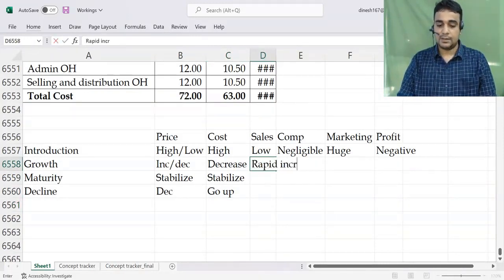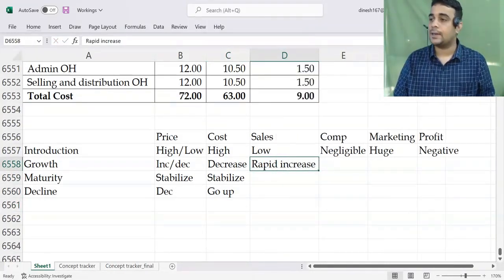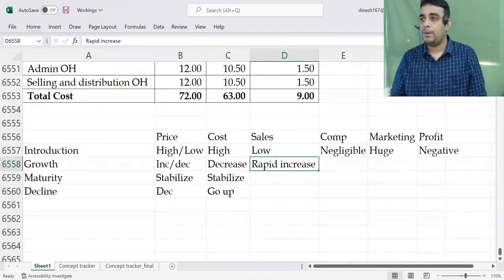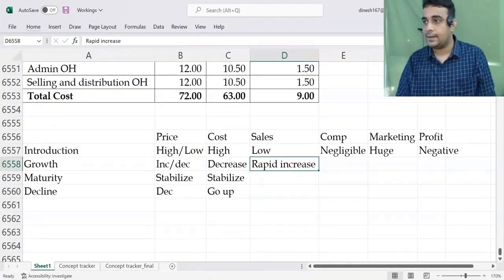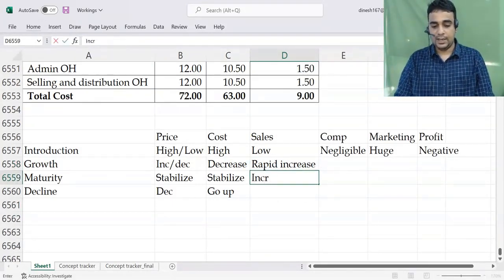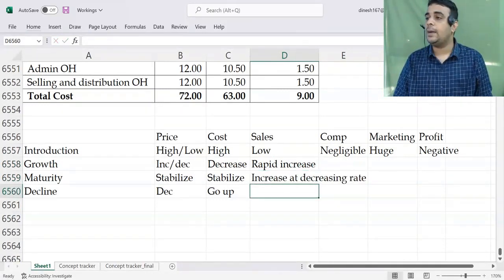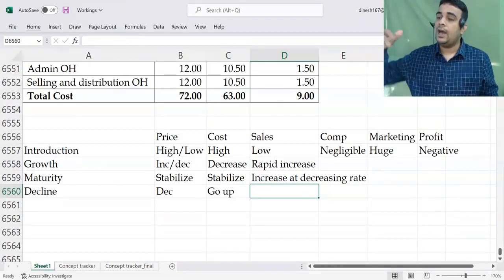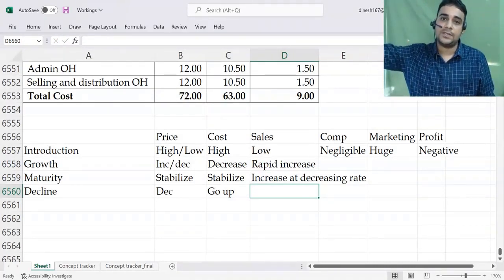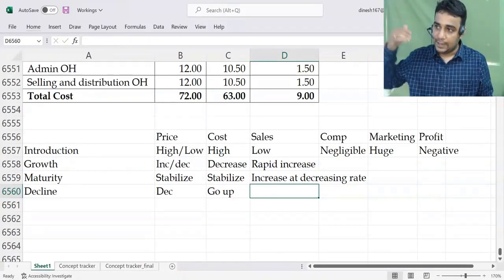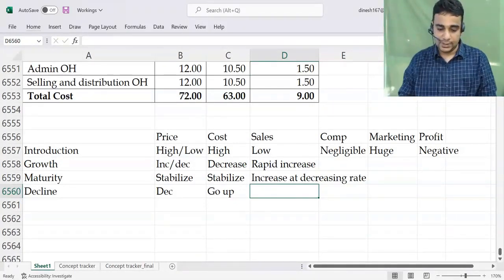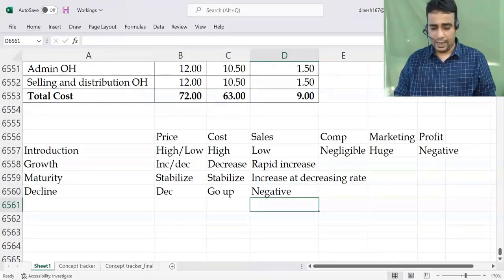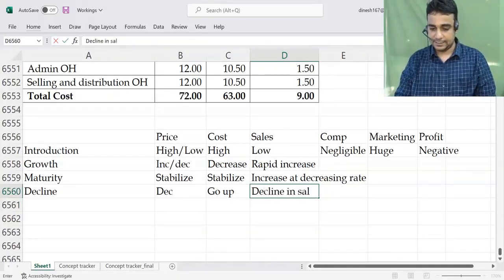In growth, there will be a rapid increase in sales for the company. This is the stage where people will start buying in. In maturity, sales increase at a decreasing rate. It will keep going up, but at a slowing rate. Earlier it was increasing at 20%, 25%. Now it will increase at 15%, then maybe 10%, then 5%, then 2%, then 1%, and then you reach the negative stage, the decline in sales.